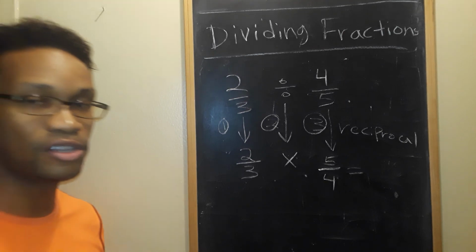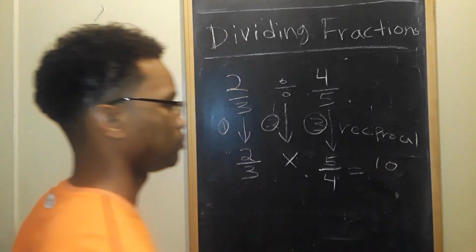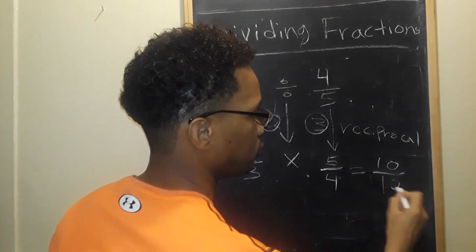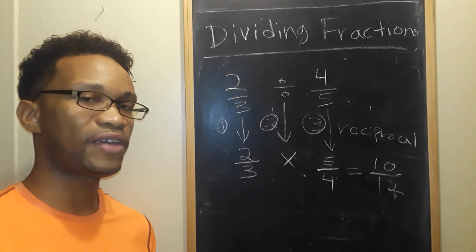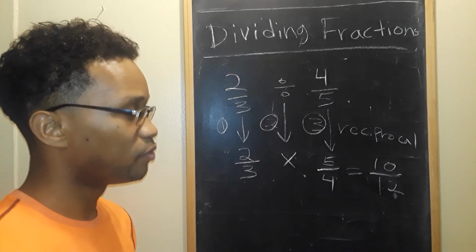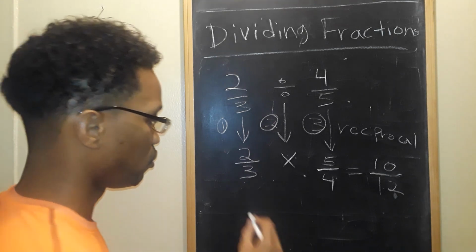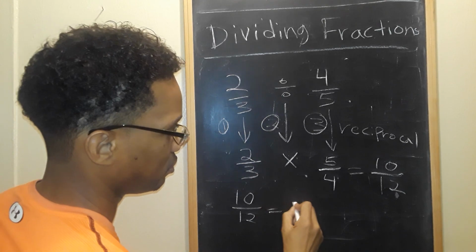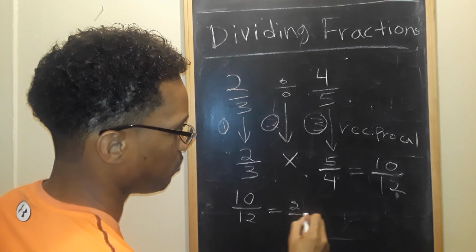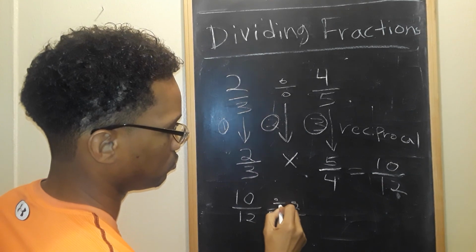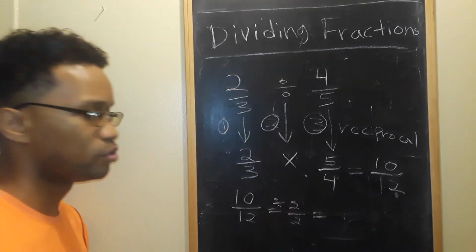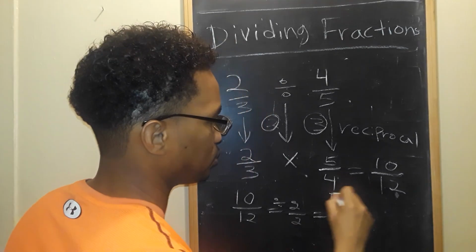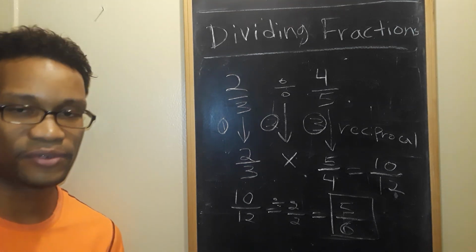So 2 times 5 is equal to 10. Put that line in the bottom. And 3 times 4 is equal to 12. So can we simplify this further? Yes, we can. They are both divisible by 2. So 10/12, when you divide them both by 2, 10 divided by 2 is 5. And 12 divided by 2 is 6. So your final answer is 5 over 6.